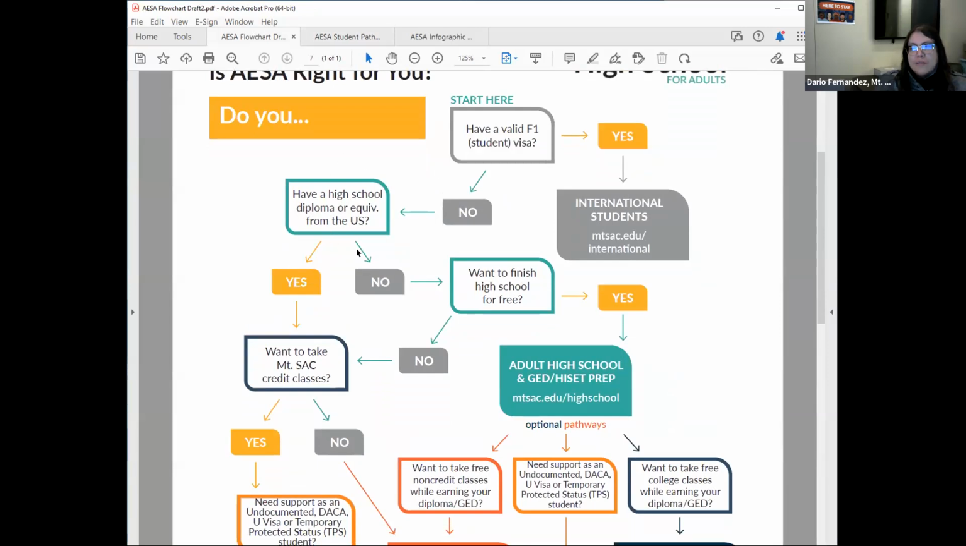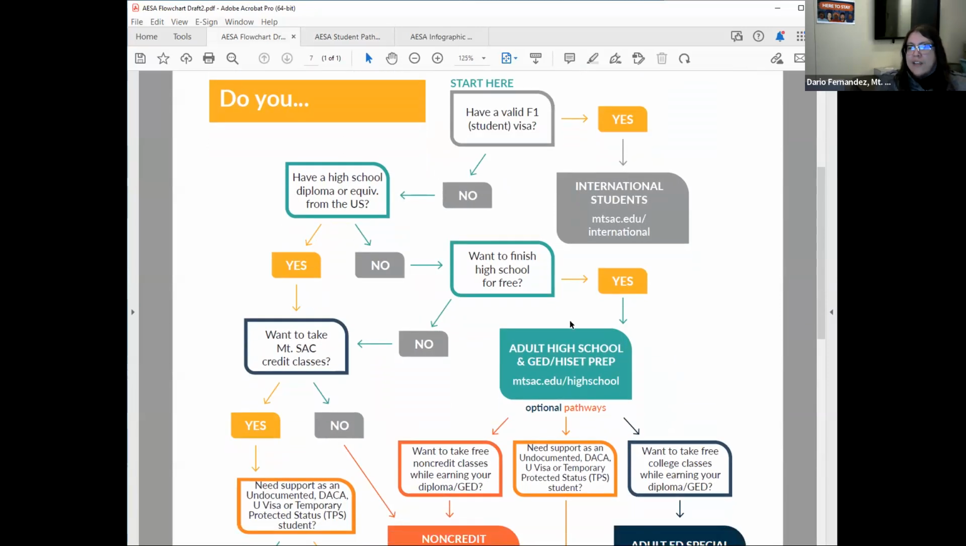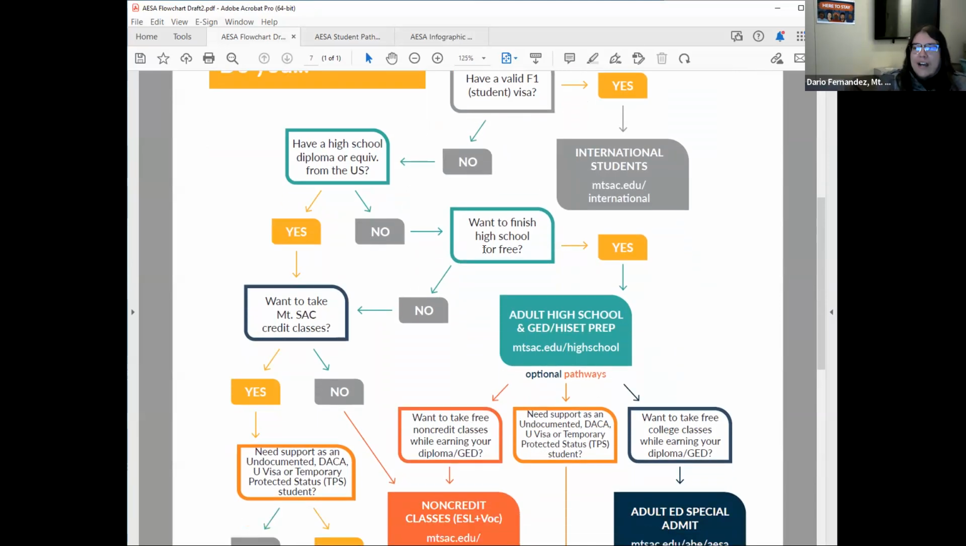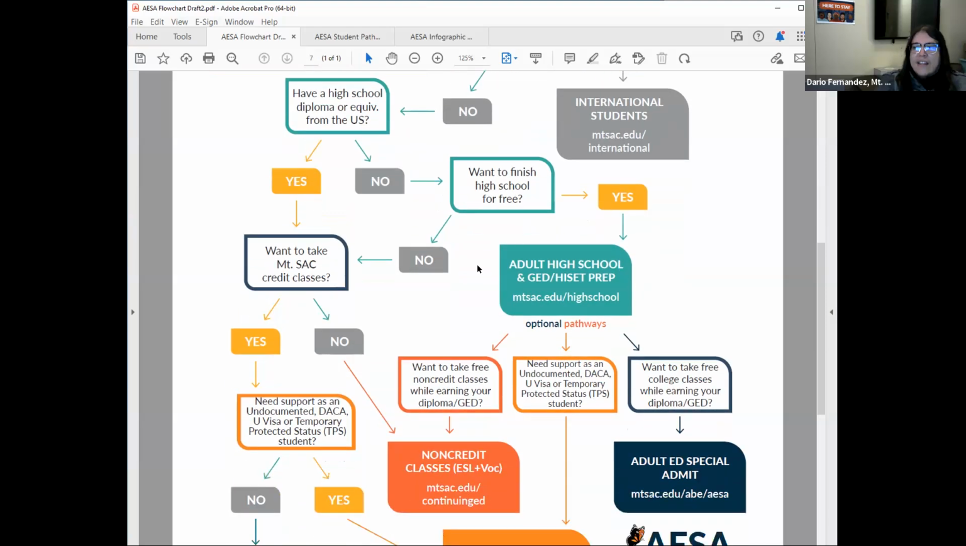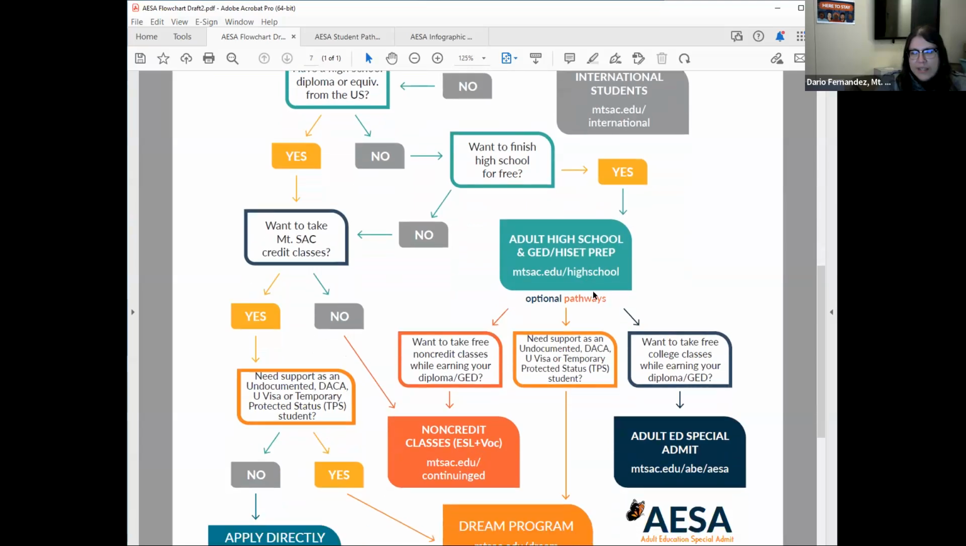if a student is interested in obtaining a high school diploma or an equivalent, we screen them based on what their immigration status is originally. If they have an F1, that's just how it materialized here at Mount SAC. But eventually, if they say, no, I'm not an F1 student, if they don't have a high school diploma or GED, and if they want to do so for free, then they are referred over to our adult basic education, which includes the adult high school diploma and GED and equivalencies.